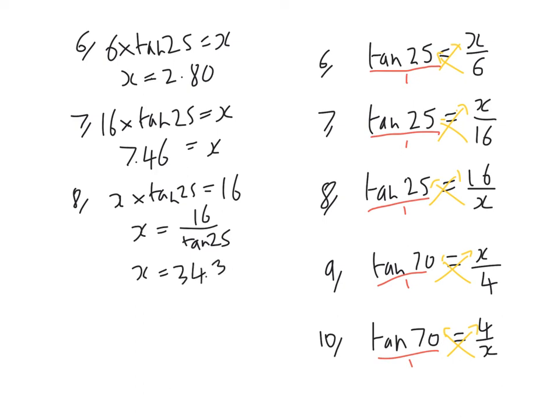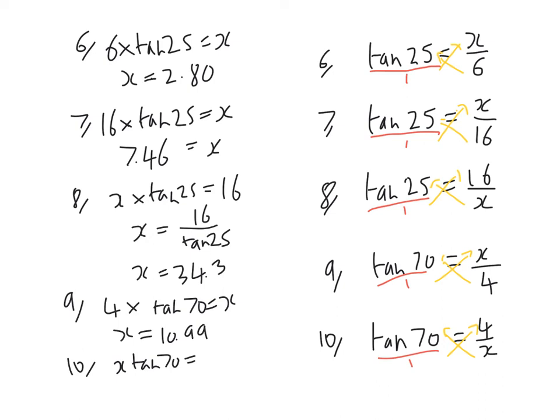Number 9, we'd have 4 times tan 70 equals x, which is 10.99. And finally, we'd have x tan 70 equals 4. So x would be 4 divided by, now I've run out of space, 4 divided by tan 70. 4 divided by tan 70 gives 1.46.